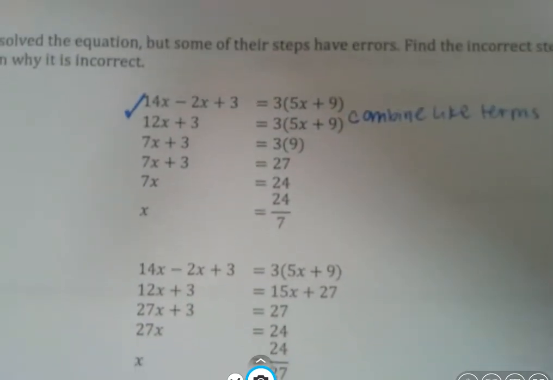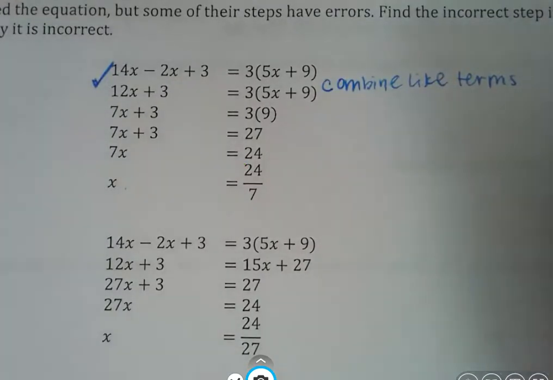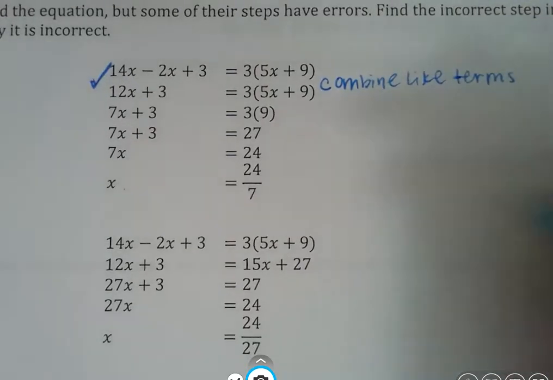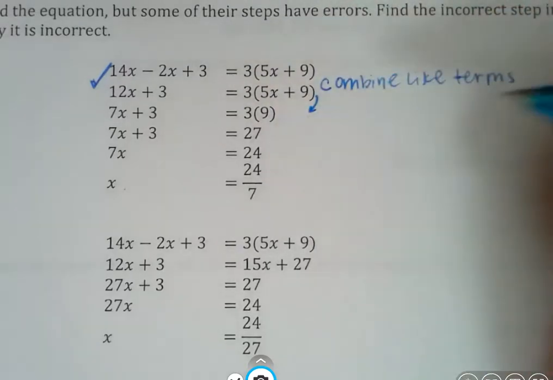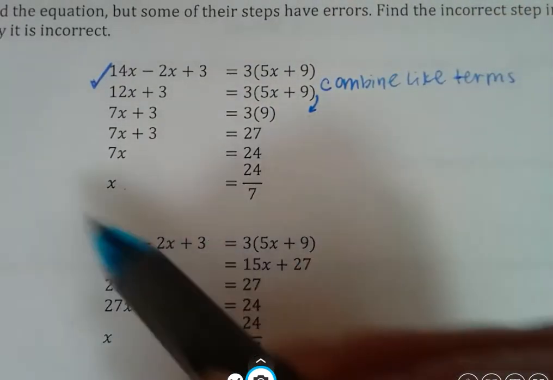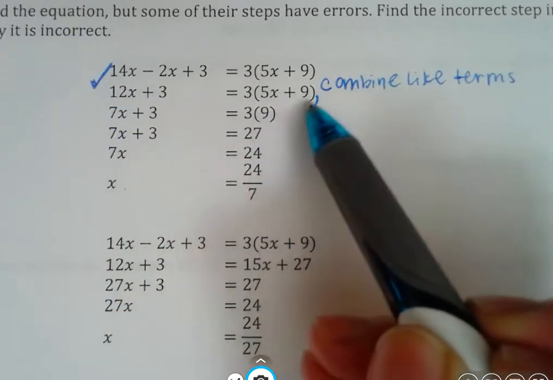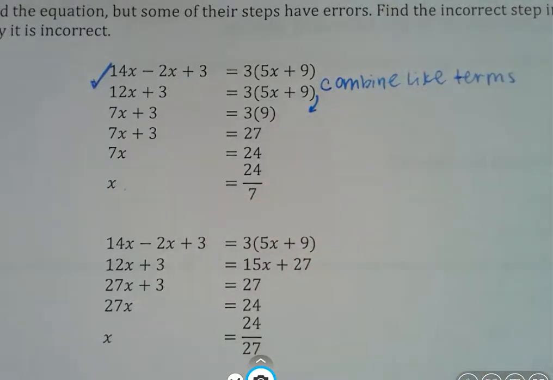Let me zoom in here for you. Okay, so we have combine like terms happening on that first step. Now from this step here, let's check and see what happened. Now the left side changes and so does the right side. So let's take a look and see what Mai did and determine if it's mathematically correct.